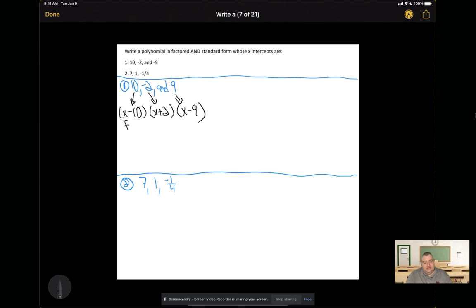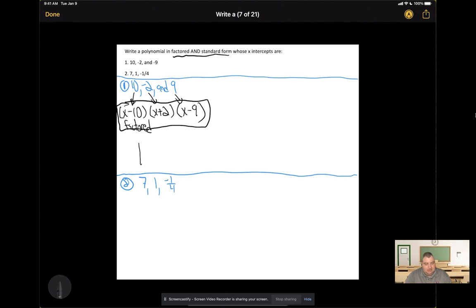So this right here, it says to write the polynomial in factored and standard form. This right here is the factored form. Now to convert it to standard form, I have to do the box method. Remember, when I'm multiplying 3 together, I'm going to multiply any 2 of them together and then take that answer and multiply that by the third one.